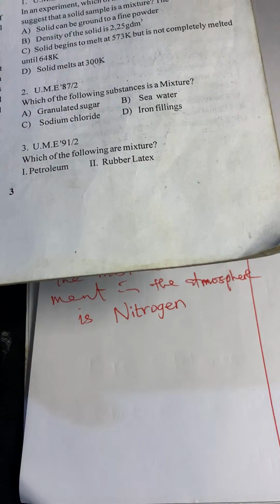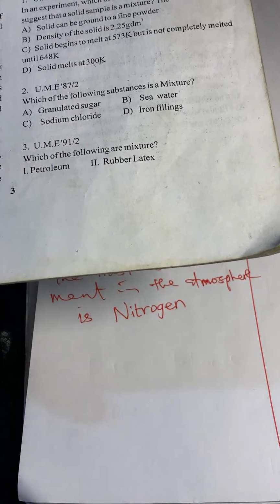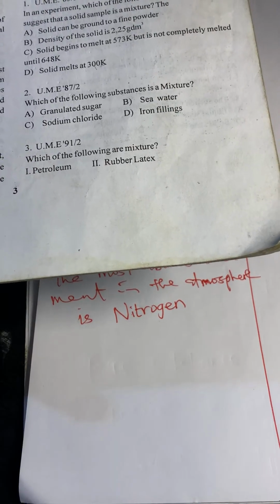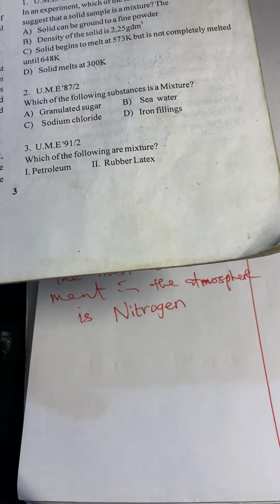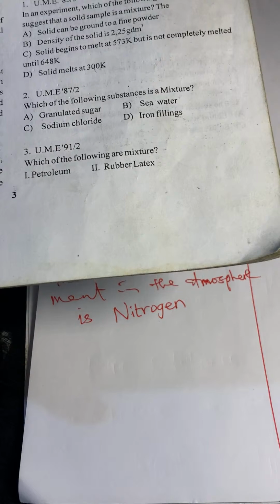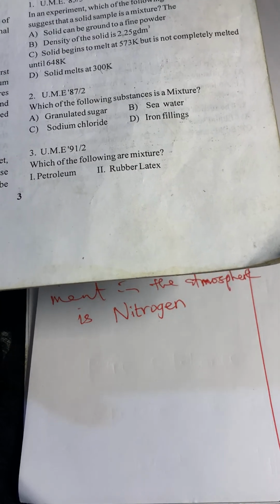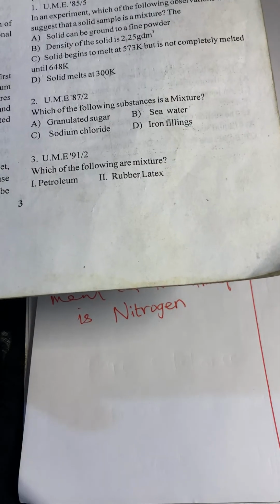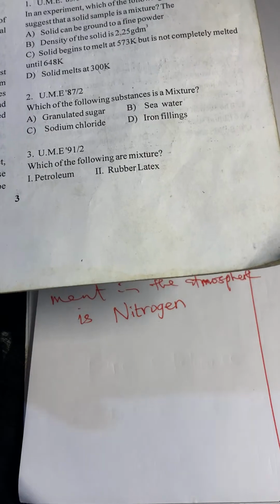Which is common? Iron filings. So what do you suggest? Which of them is a mixture? Please, someone should just say something. The answer is what? Seawater. Yeah, seawater, its composition is not uniform.